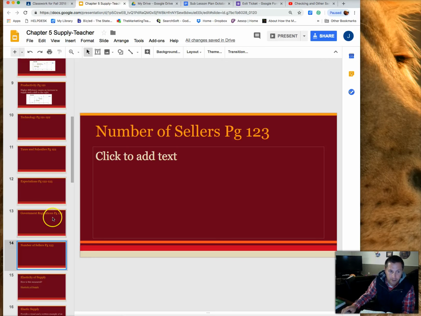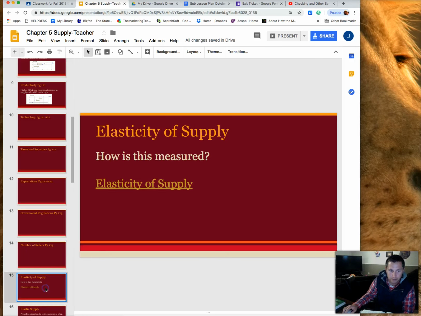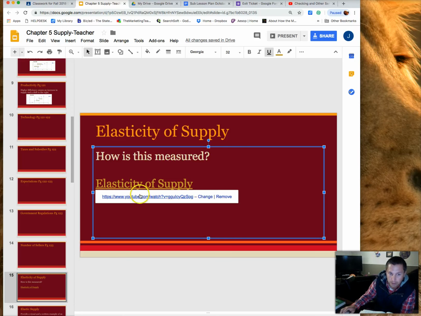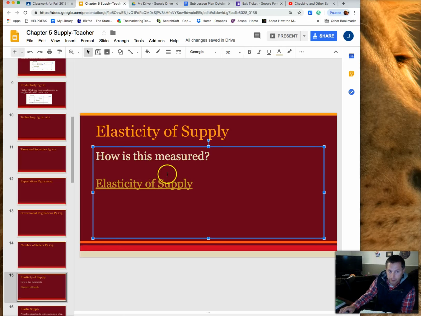The next thing you're going to do after you get that accomplished is come over to elasticity of supply. I'm asking the question, how is this measured? I want you to answer that. You can watch this little YouTube quick video here to talk about elasticity of supply, and then underneath, I want you to answer this question.